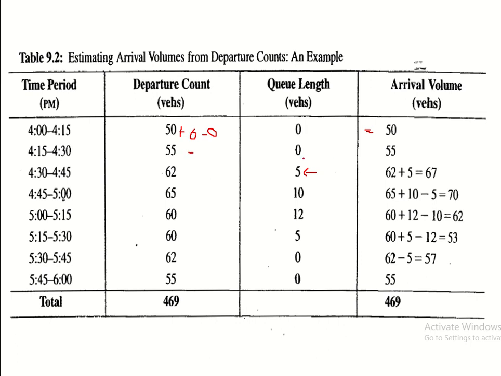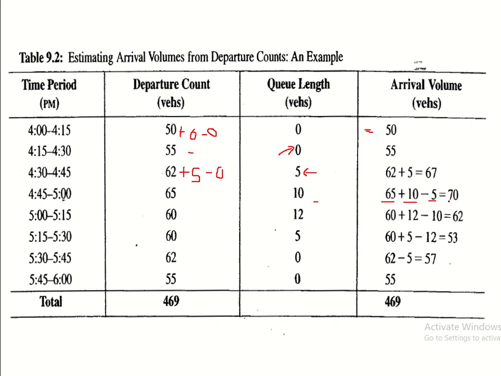Same thing here. 55 plus 0 minus 0. Here 62, then number of vehicles in the queue now 5, number of vehicles in the queue previous 0. So 62 plus 5, 67. This is how we are getting it. And then you can see the same thing here. 65 departed, 10 in the queue now, 5 in the queue previous, and then you get 70.